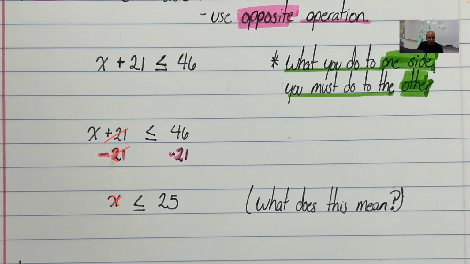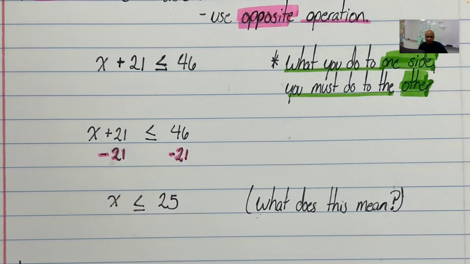However, whatever I do to one side, I must do to the other so that it remains balanced. So let's go ahead and subtract 21 from 46. 6 minus 1 is 5. 4 minus 2 is 2. So ladies and gentlemen, x can be any number as long as that number is less than or equal to 25. That is my solution. Not just 25, no, my solution is any number. x can be any number that is less than 25 or exactly 25.